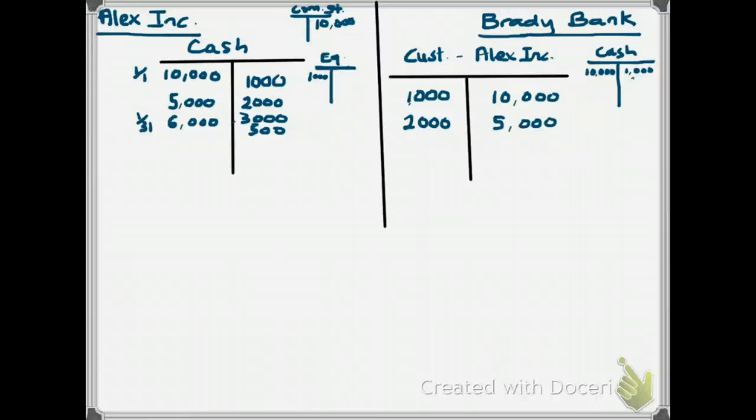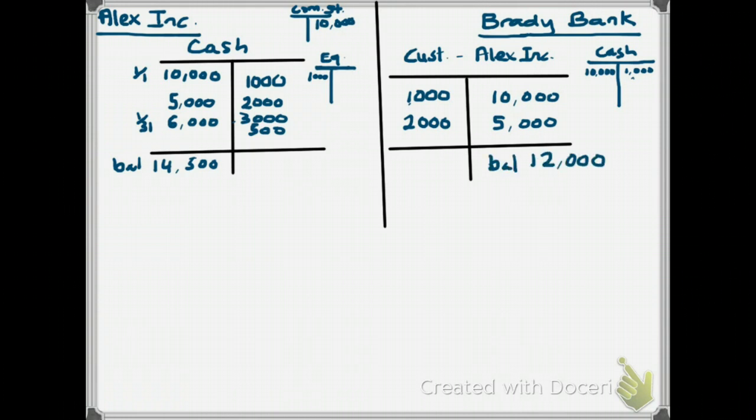Let's take a balance of our cash account. Our general ledger cash account has a balance of $14,500. Brady Bank would say that our cash account had a balance of $12,000. See how they're different? In our records, we have $14,500. That is our general ledger account. But Brady Bank's bank records say that we have a cash balance of $12,000. There is a difference between the two. So what we need to do is create a bank reconciliation to explain the difference between our two records of cash.